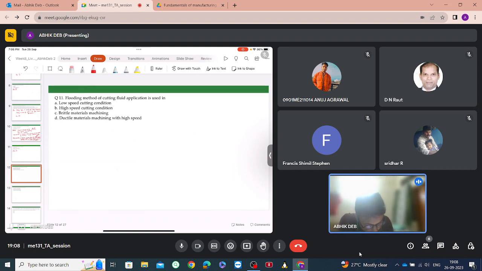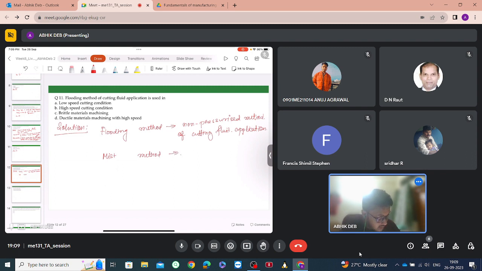So see, what happens is, this flooding method is a non-pressurized method of lubricant application. That is, the lubricant is not pressurized in this case, a lubricant or the cutting fluid application. Okay, and there is another type which is called the mist method.